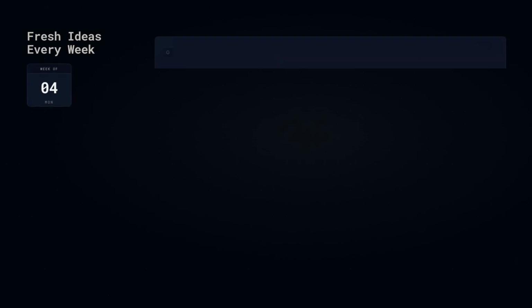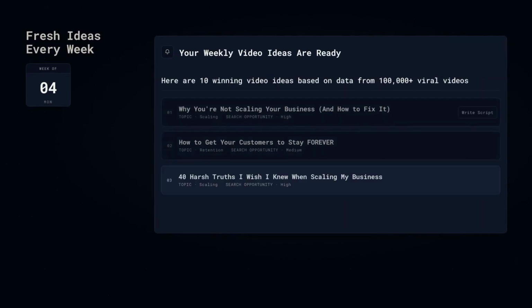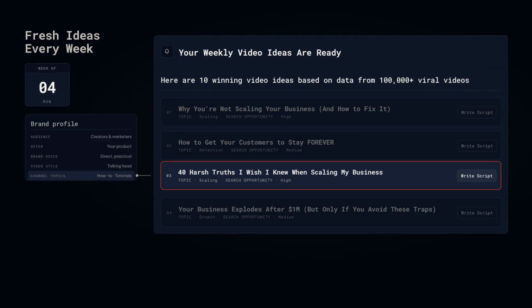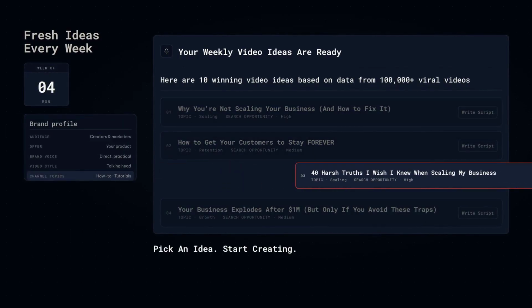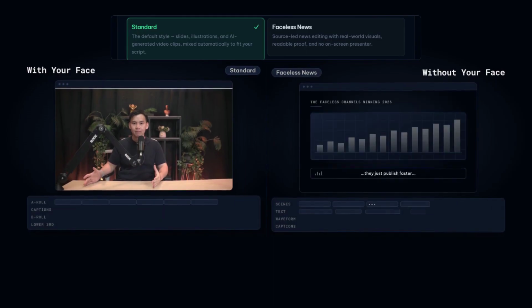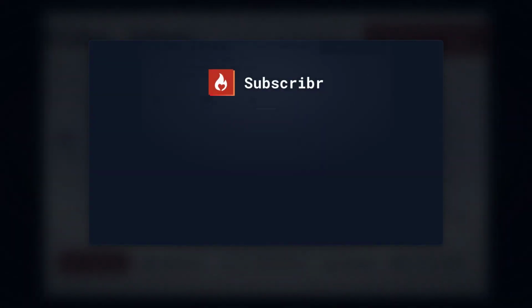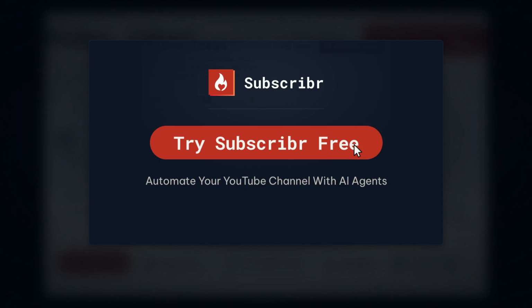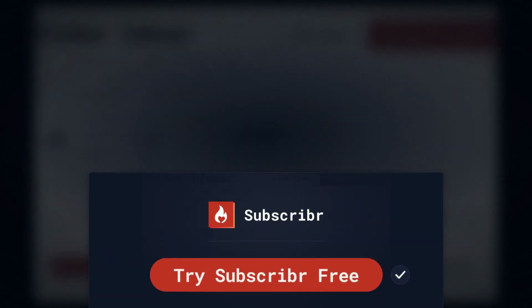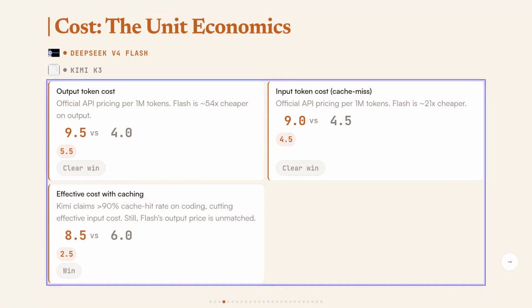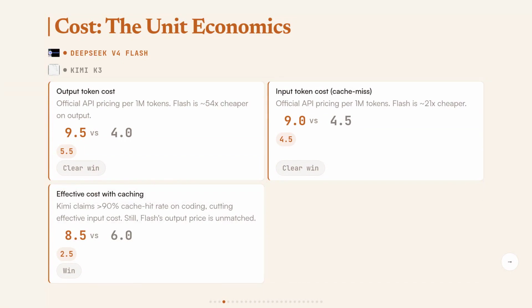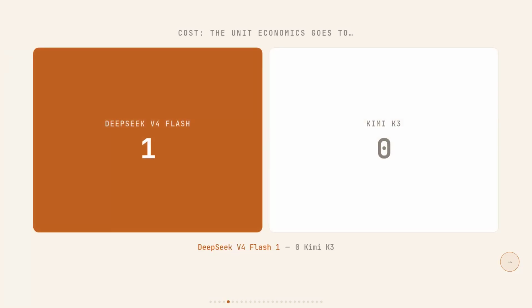Pulled the official API pricing for both, and DeepSeek V4 Flash output runs at $0.28 per million tokens. Kimi K3 output is $15 per million. Even with Kimi's caching doing its best work, its effective input cost is still around $0.75 per million, which is roughly 5 times Flash's cache miss price. DeepSeek has flagged it'll raise prices at some point, but no new rate is set yet, so these are the live numbers. DeepSeek V4 Flash takes cost, and it's not subtle.